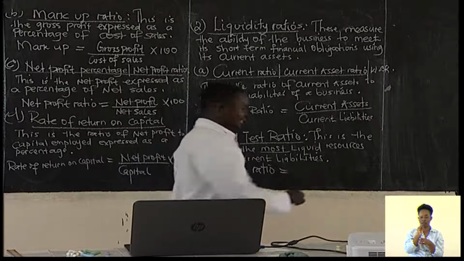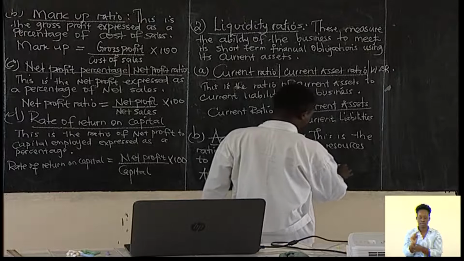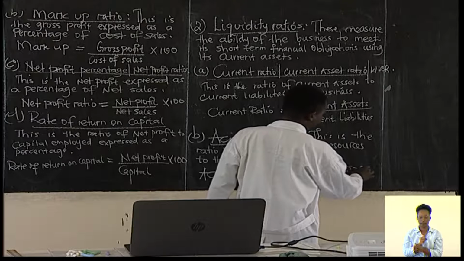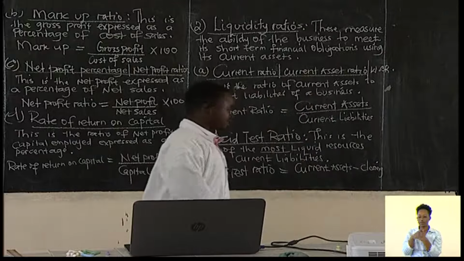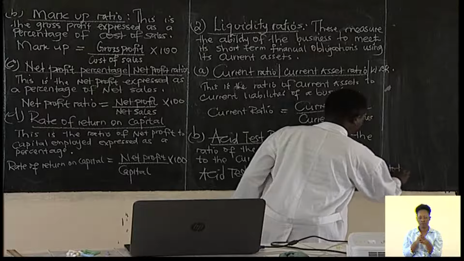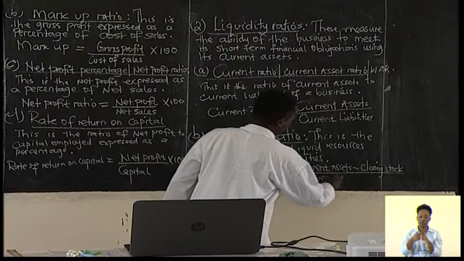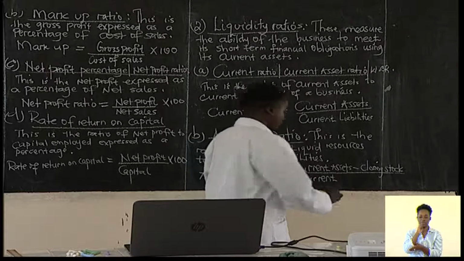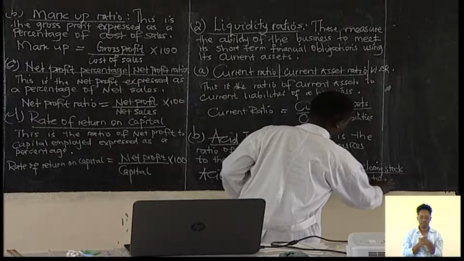And therefore, the acid test ratio: you will get your current assets, then you subtract closing stock, of which closing stock is one of the current assets, meaning that you can neglect it. Then we divide by what we call current liabilities. These are short-term financial obligations.